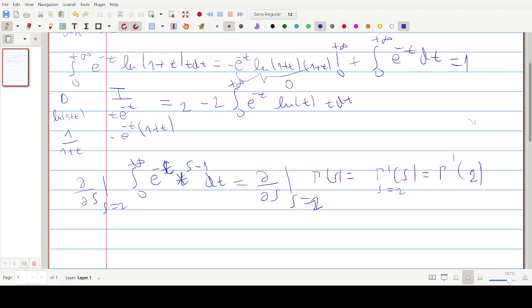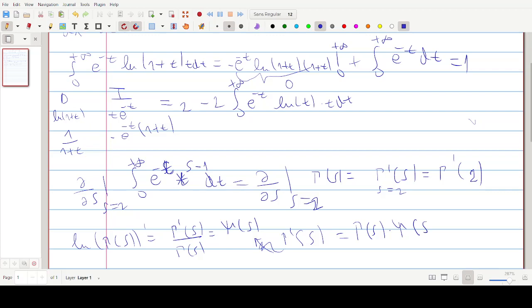We know that the derivative of the gamma function is connected to the digamma function, and the digamma function is defined as the logarithmic derivative of the gamma function. Taking the derivative, we get gamma prime of s over gamma of s, which is the digamma function of s. So the first derivative of the gamma function is just gamma of s times digamma of s.